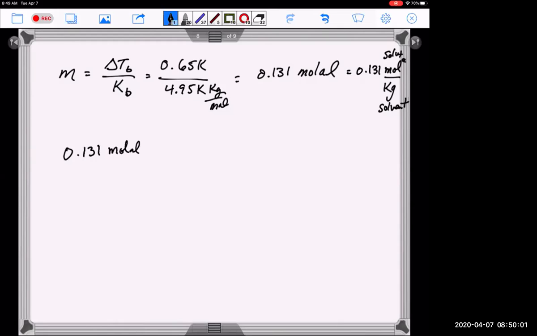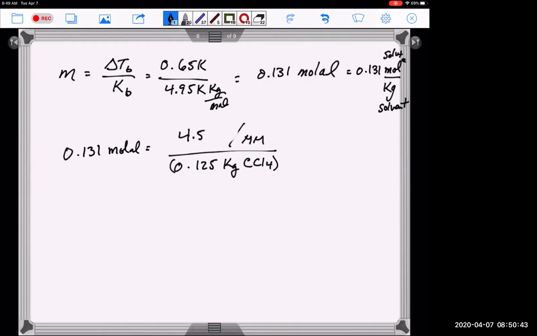molal equals moles of solute. So that's going to be mass of solute divided by molecular mass all over 0.125 kilograms of CCl4. So that was given in the problem that we had 125 grams of carbon tetrachloride. And so we only have one unknown, right? We could put mass of solute in here, which was 4.5 grams.